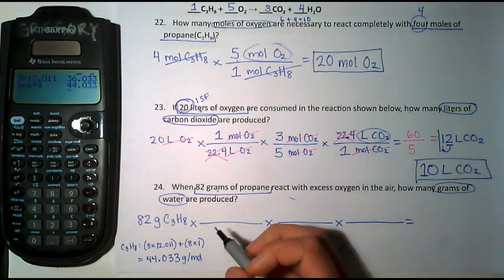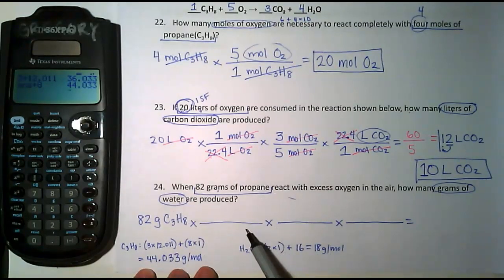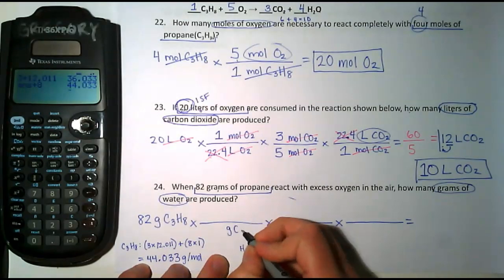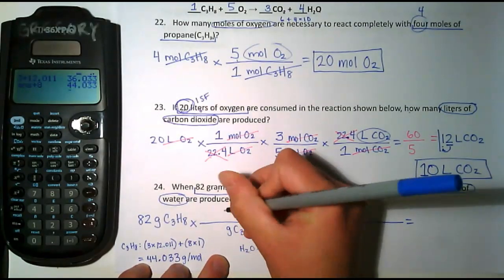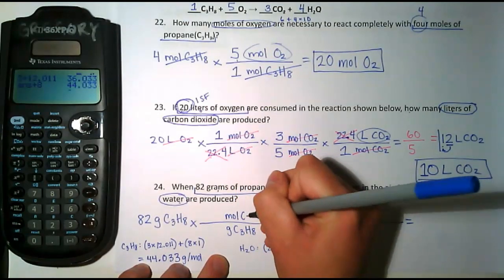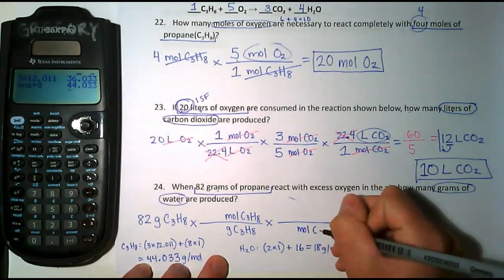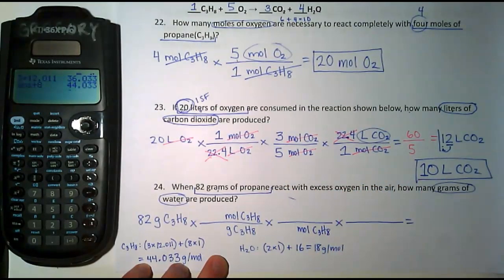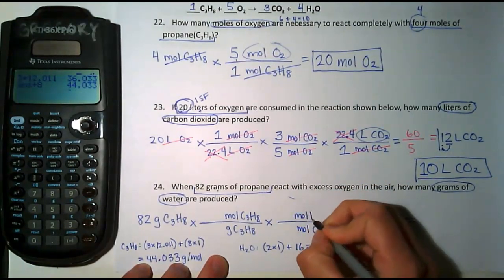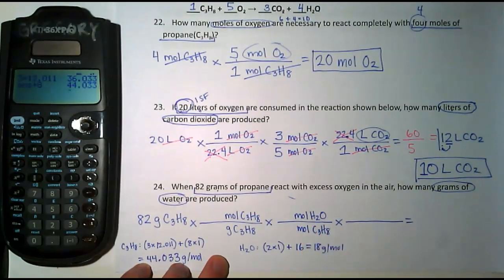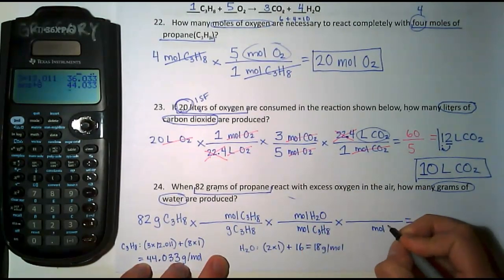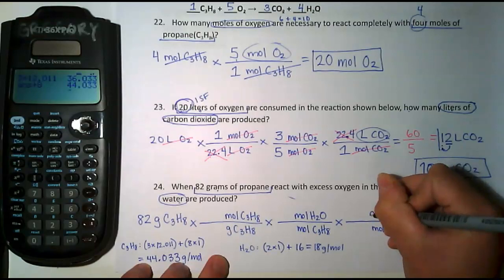So now we have our molar masses, so when we need those, we can fill them in. So, to make our stoichiometry work, we need grams of C3H8 to cancel. So that goes on the bottom. And we're first going to convert to moles of C3H8. Our second conversion factor will take moles of C3H8 and convert to moles of our new thing, moles of water, H2O. And then our third conversion factor takes moles of H2O and converts it into grams of H2O.